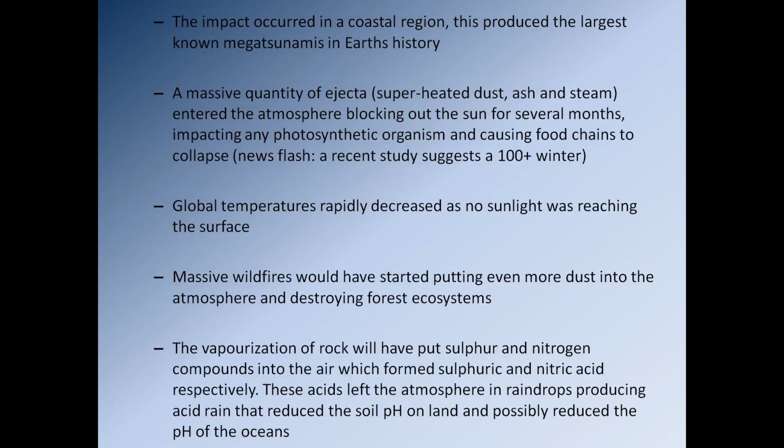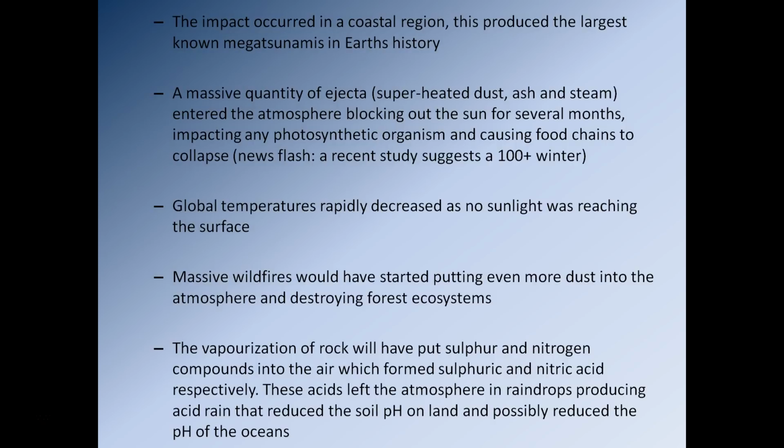So what do we know? Well, we know the impact has to have occurred in a coastal region, hence the tsunamis. We know that a massive quantity of ejecta, so that's superheated dust, ash and steam, will have entered the atmosphere. Obviously some of that fell out, producing the clay layer, but a lot of it will have stayed in the atmosphere, and it will have essentially blocked the sun from making it to the surface of the Earth. And this blocking of the sun will have lasted for several months, and that would have impacted organisms that photosynthesized, because obviously if you need photosynthesis to survive, well, that's a bit of a problem. If there's no sunlight making it to the surface, you're in trouble.